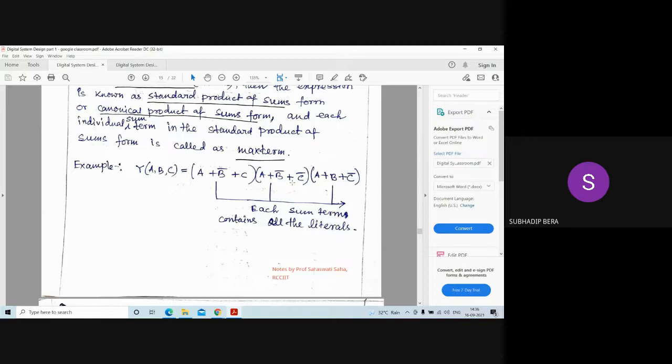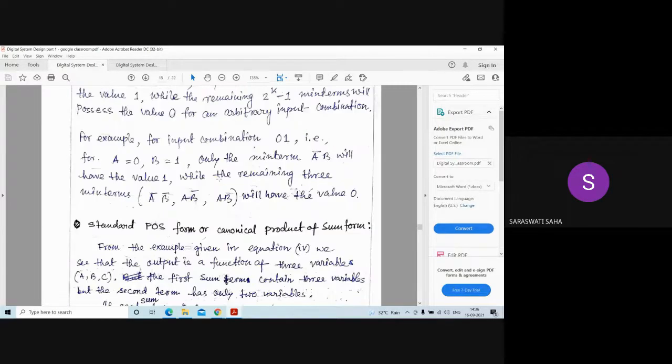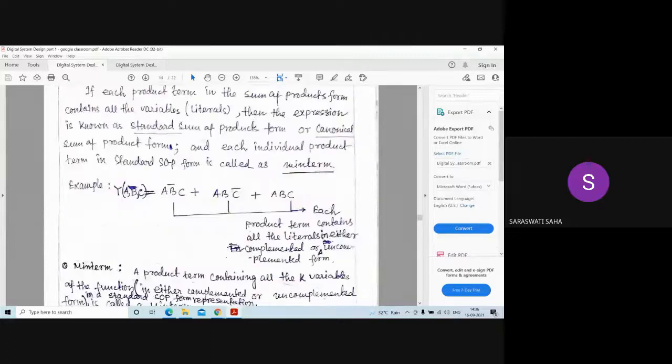Yes, ma'am. So for each MaxTerm, the output will be 0 though the other MaxTerms are 1. Okay? And for each MinTerm, the output is 1 though the other product terms at that moment are 0. Clear? Yes, ma'am.